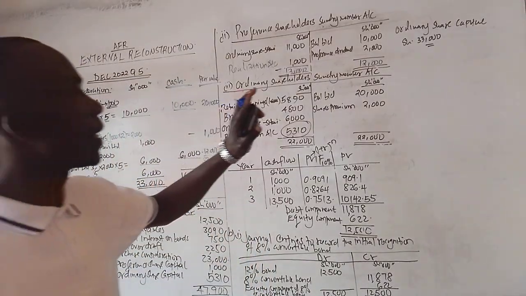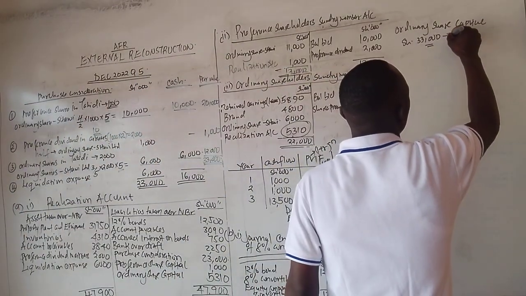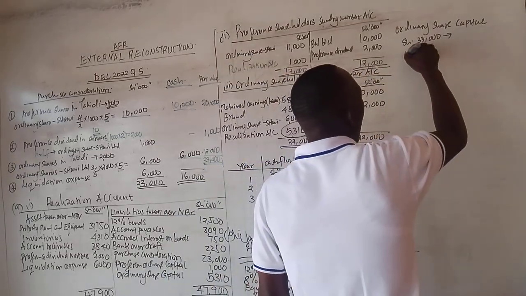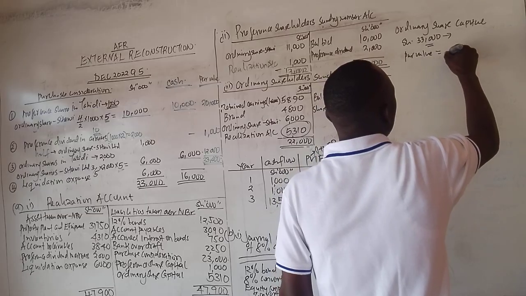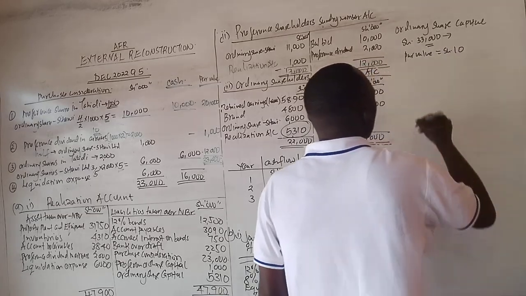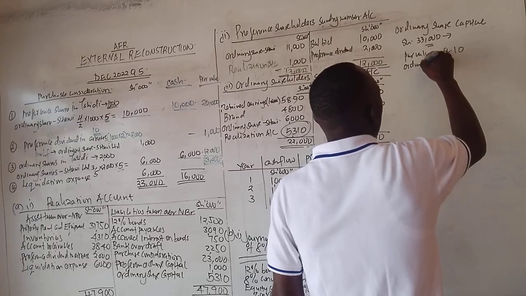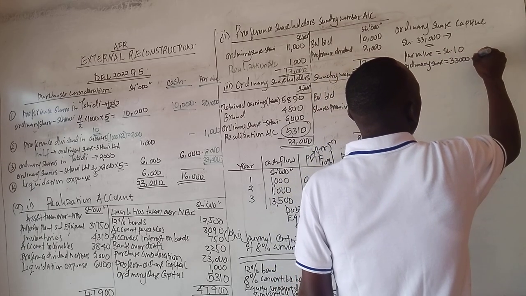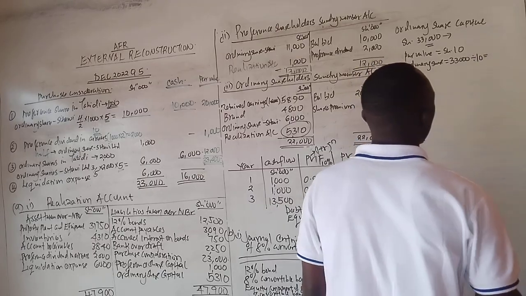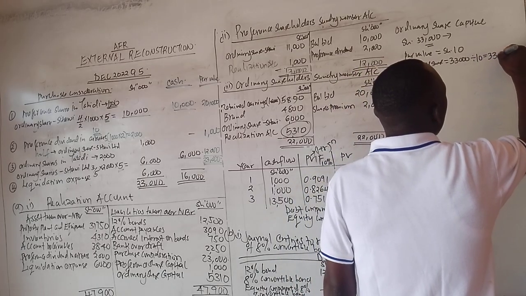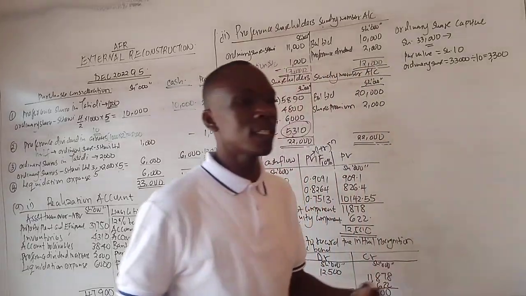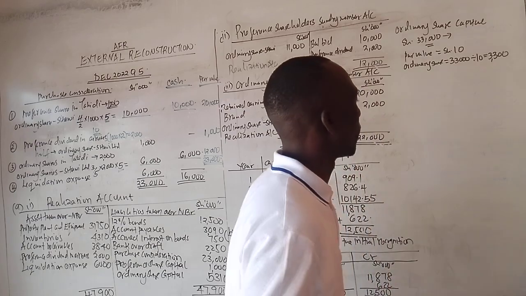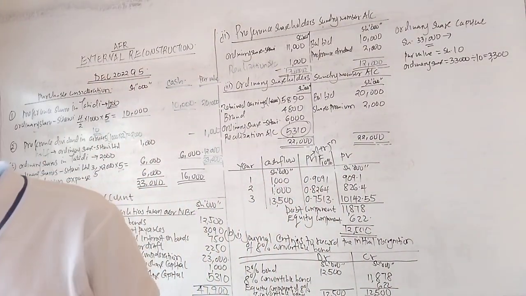So if our ordinary share capital is 33,000, how many shares are these? Remember, our par value was equal to shillings 10. So to get the ordinary shares, we divide 33,000 by 10, which will give us 3,300. So the existing shareholders have 3,300 shares.